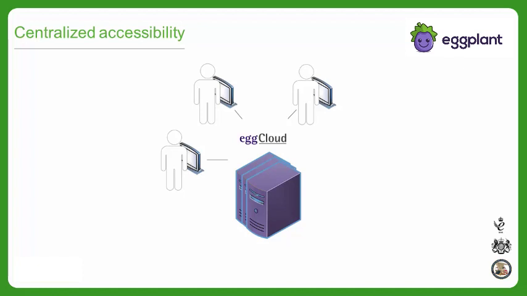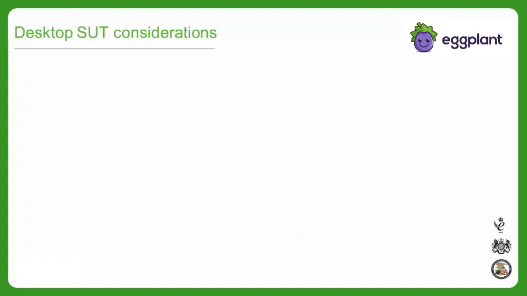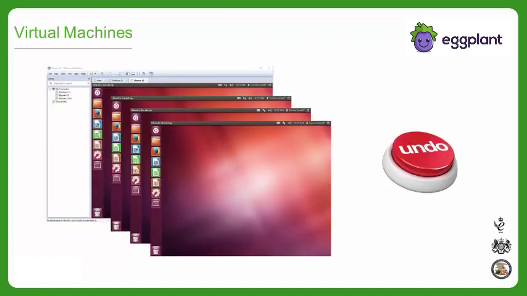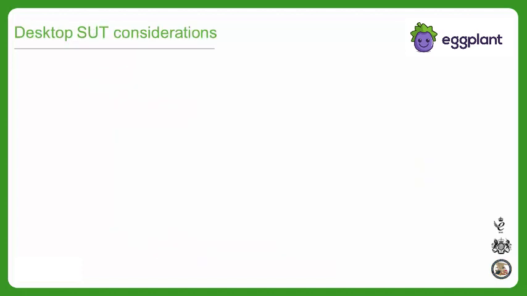Now let's discuss some considerations primarily for desktop systems under test, such as Linux and Windows machines. The biggest step you can take towards standardizing your desktop SUTs is to use virtual machines where possible. Virtual machines can be cloned to ensure they are truly identical, and snapshots can be created so that recovering from undesired changes to the SUT is simple. If you aren't able to clone your SUTs by using virtual machines, there are some additional considerations.